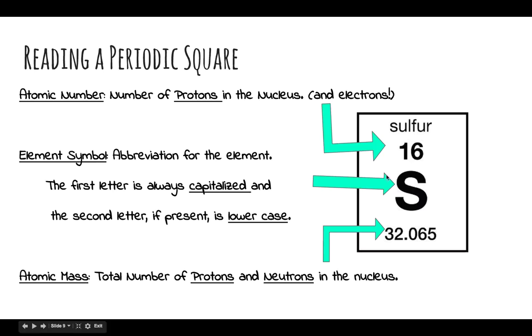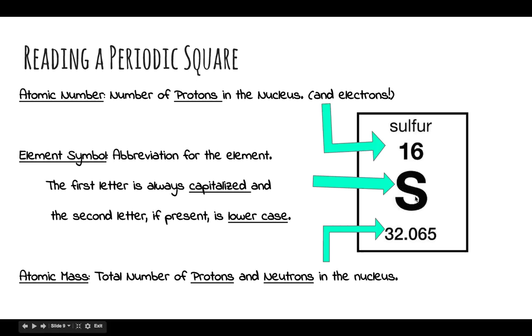This right here is called the element symbol. We abbreviate them, and we always make sure the first letter is capitalized, and if there is a second letter, it's lowercase. So for example, this is sulfur, represented as a capital S. We will be practicing the very popular elements and their symbols.